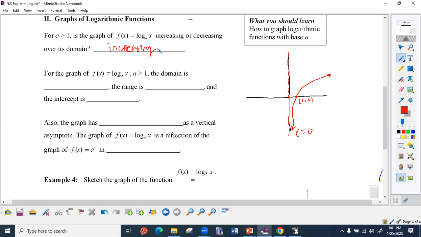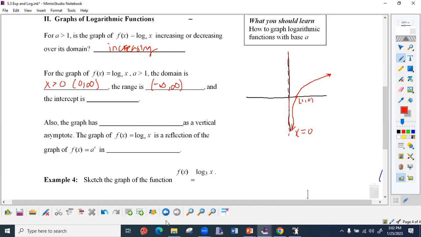Yes. Next it says, what is the domain of this graph? X is anything greater than 0. There we go. So our x is greater than 0, or we can write it from 0 to infinity. What about our range? All real numbers. Our range is all real numbers. It's forever going down and forever going up.